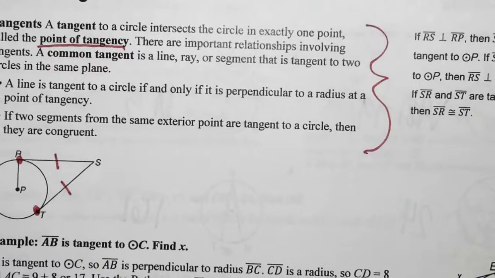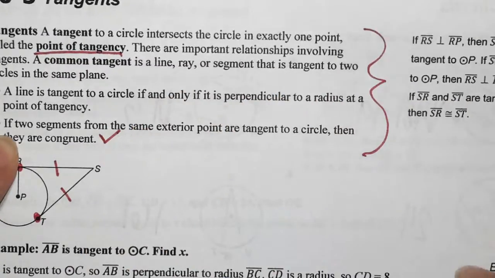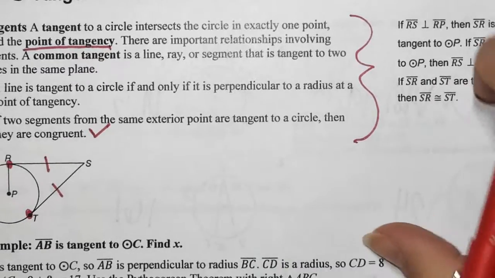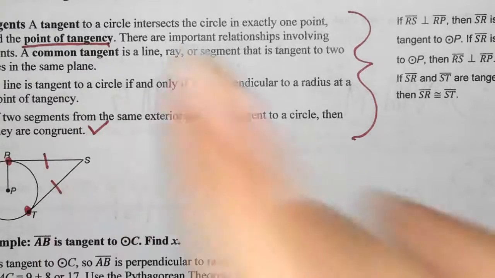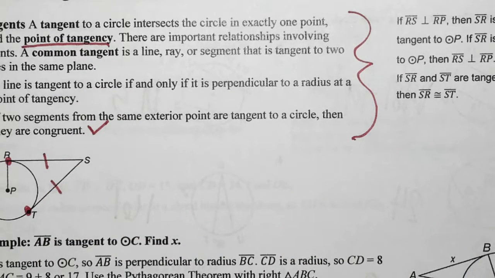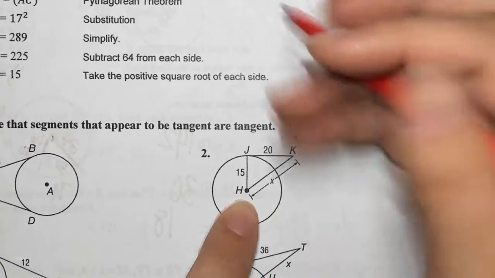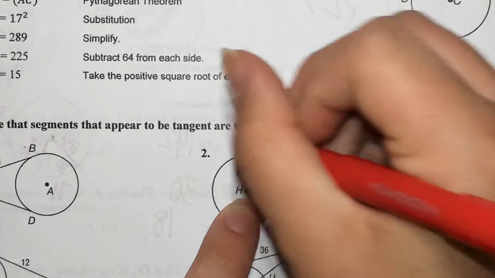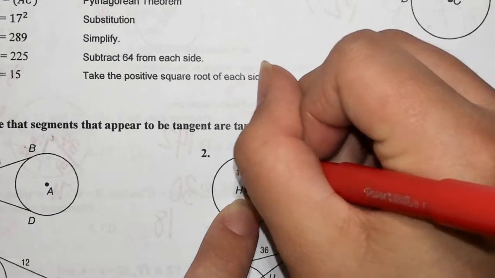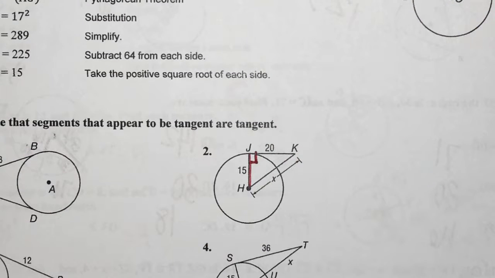Main idea number two. A line is tangent to a circle if and only if it's perpendicular to a radius. So if you look down here at number 2, this is a radius. So JK is a tangent line because it's perpendicular. It makes a 90-degree angle. JK and JH are perpendicular to each other.